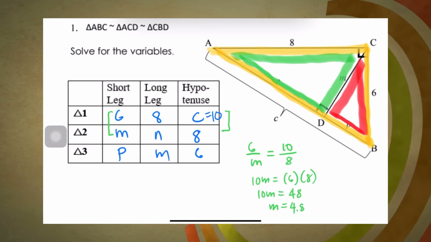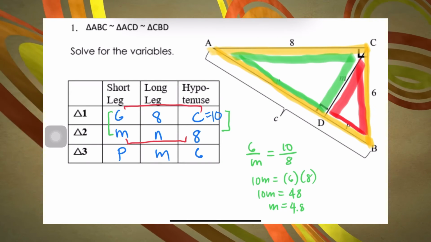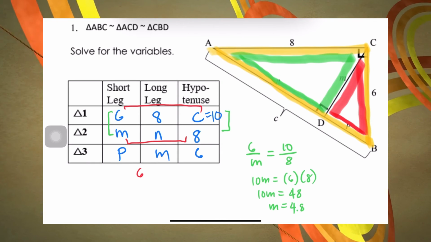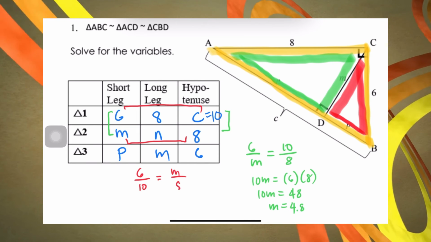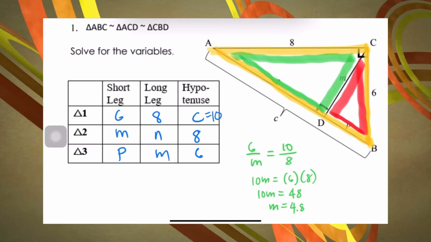You can also set up your proportion horizontally. If you want, you can compare 6 to 10, M to 8. So it would appear as 6 over 10 is equal to M over 8, and you will end up with the same answer. So let's go ahead and solve for the variable N.